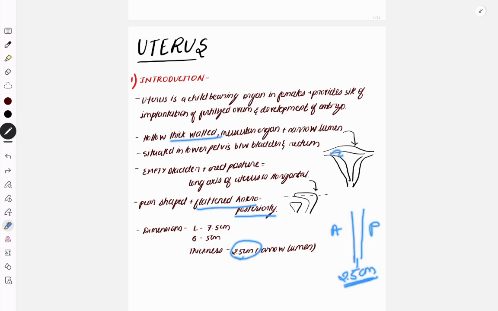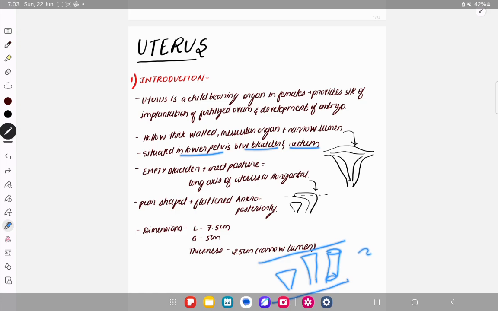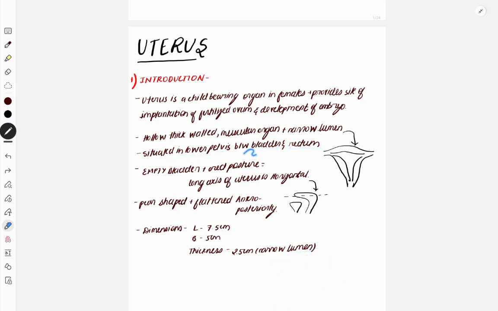It is thick walled. As we can see, this has a very thick wall, and this thick wall is made up of muscles, and that muscle is called the myometrium. So this muscular thick wall, the myometrium, makes it have a very narrow lumen, and it is situated in the lower pelvis in between the bladder and rectum. So if we assume that this is a bladder and this is a rectum, in between these two we have the uterus, and that way it is located in the lower pelvis in a female.